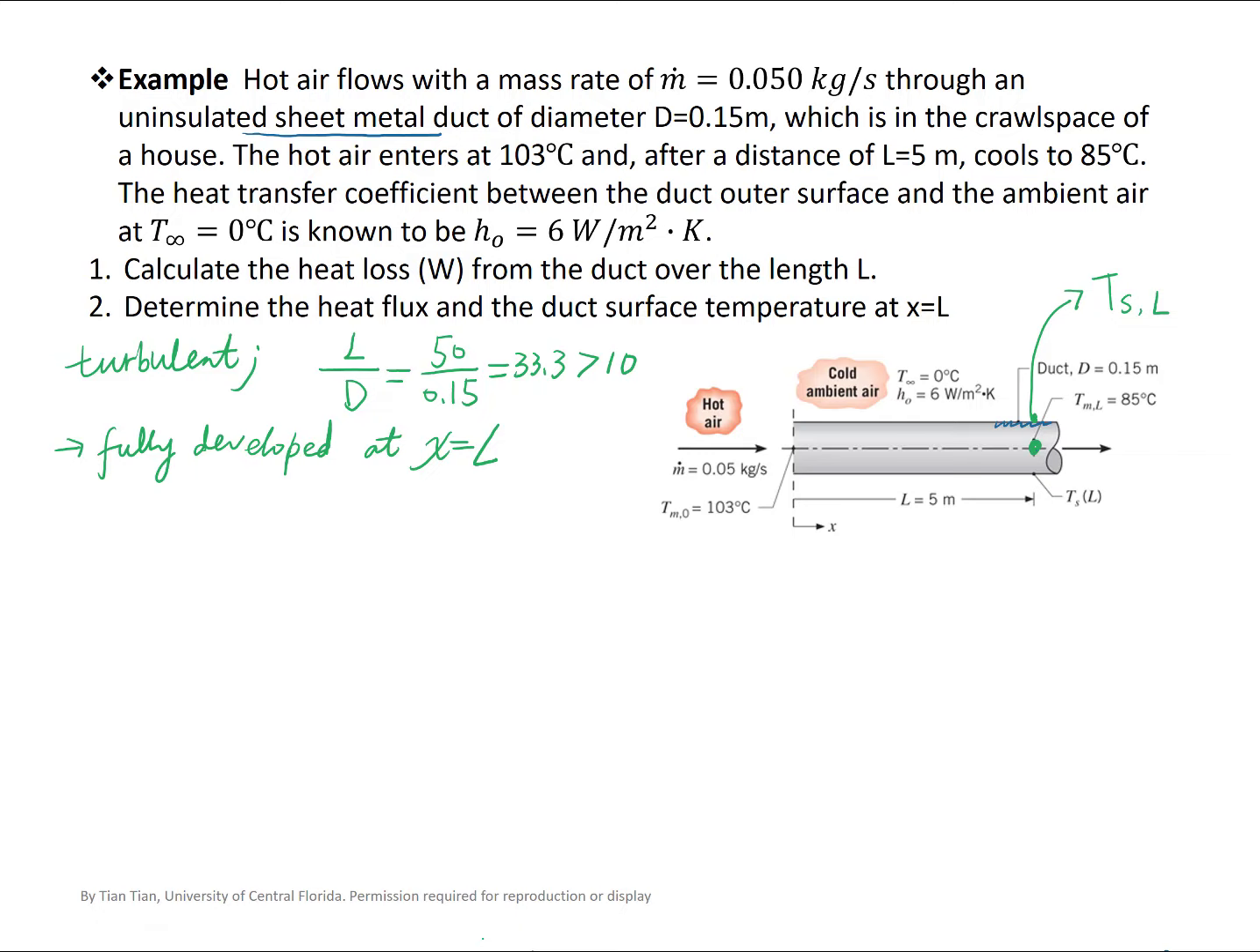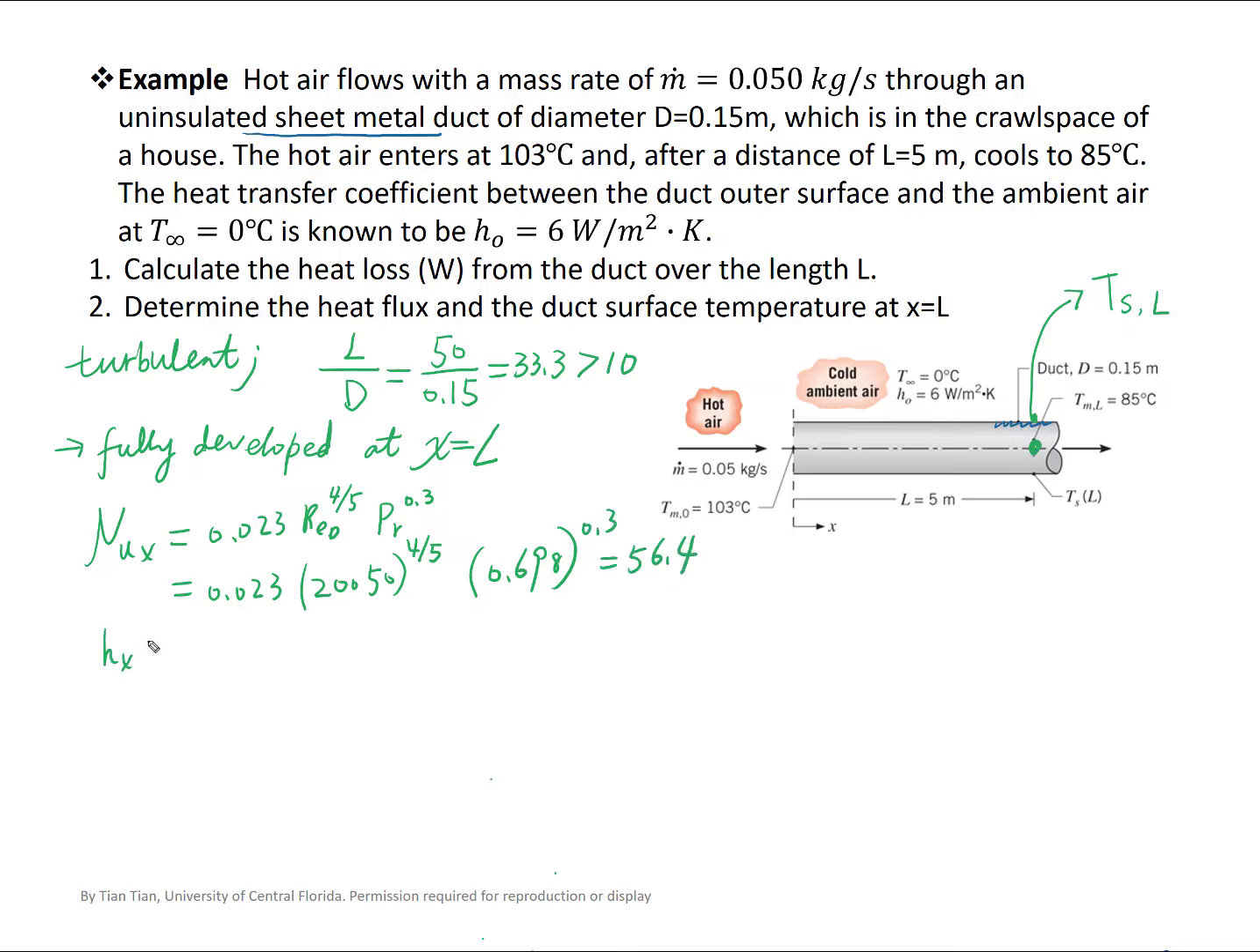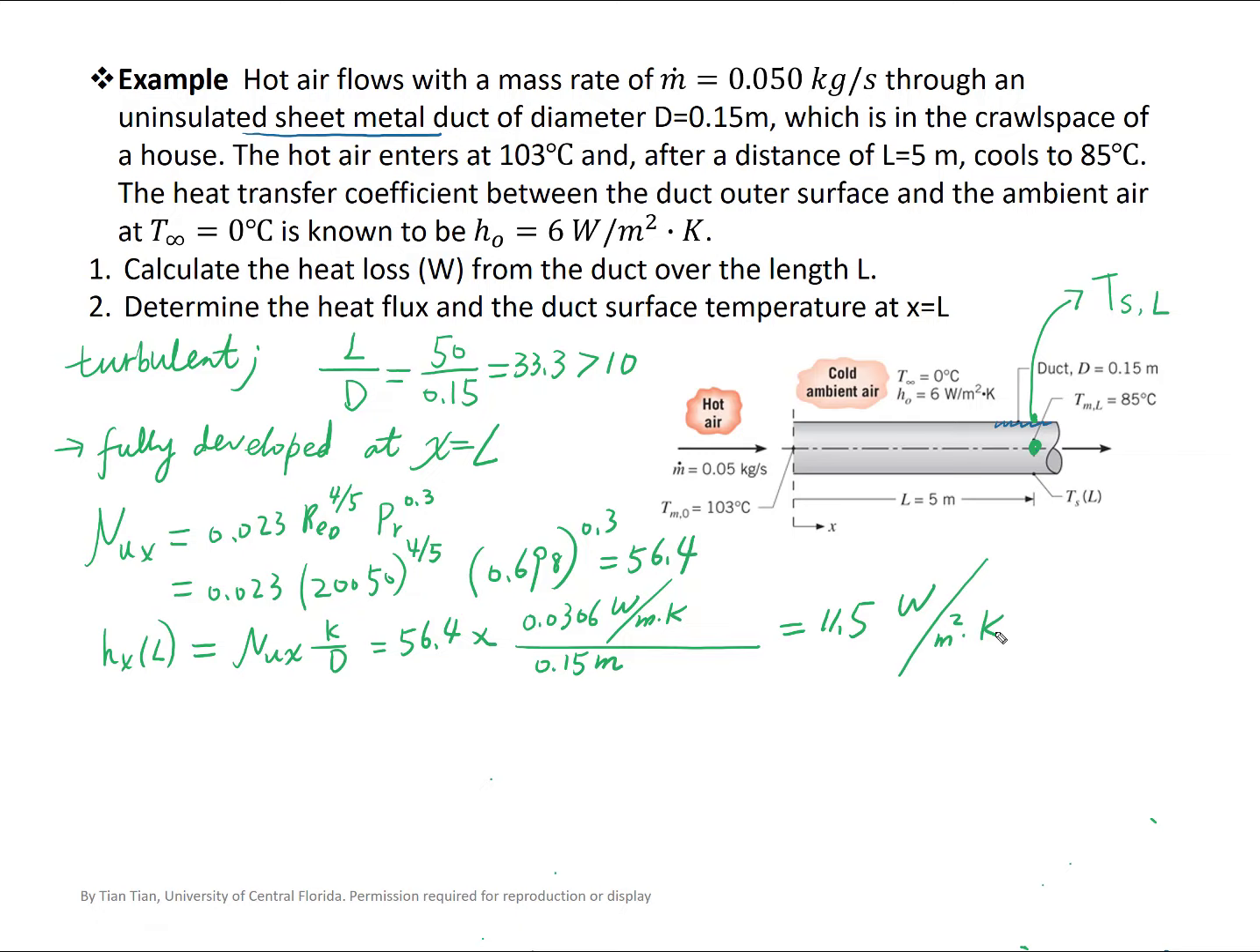Which correlation can we use? Actually, we only have one correlation for turbulent flow, which is the Dittus-Boelter correlation, which is valid for fully developed turbulent flow. Let's plug in numbers. Reynolds number, we have already calculated. Prandtl number, we can find it from tables. Then we can calculate the convection coefficient at axis L. This thermal conductivity we can find from tables. So this is 11.5.